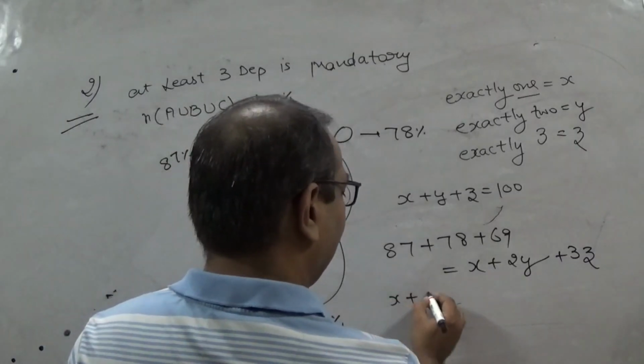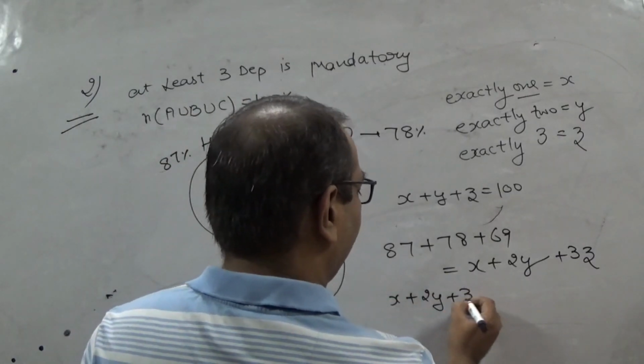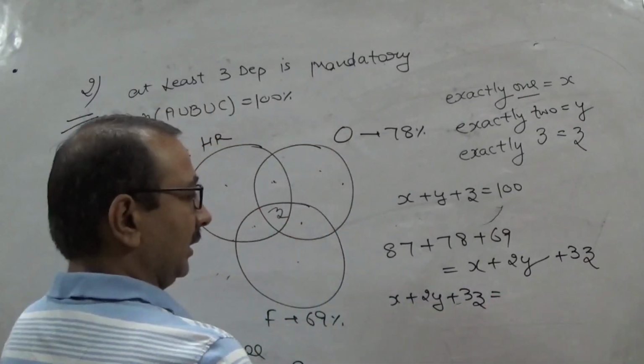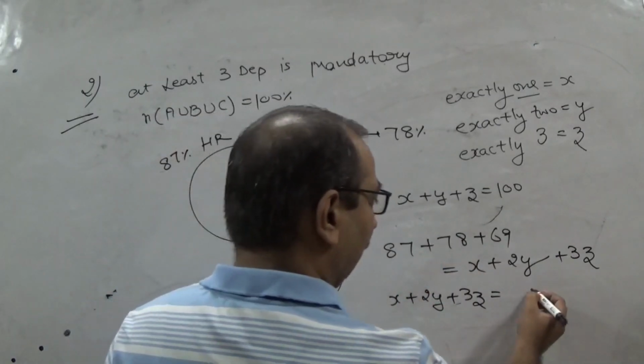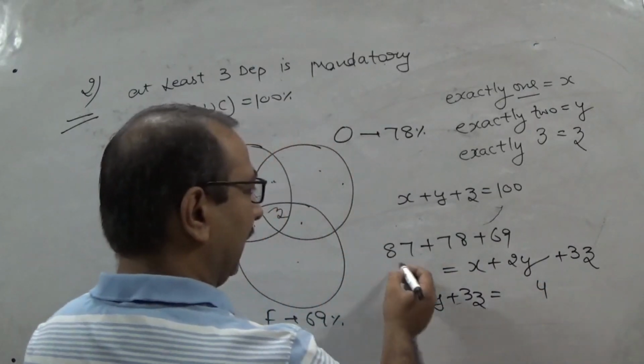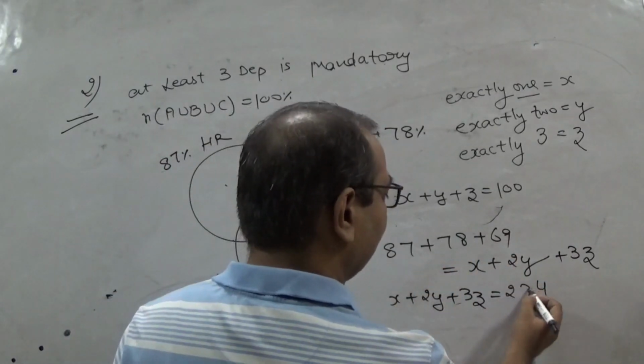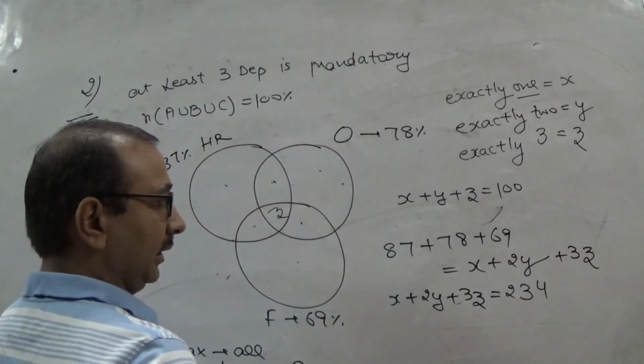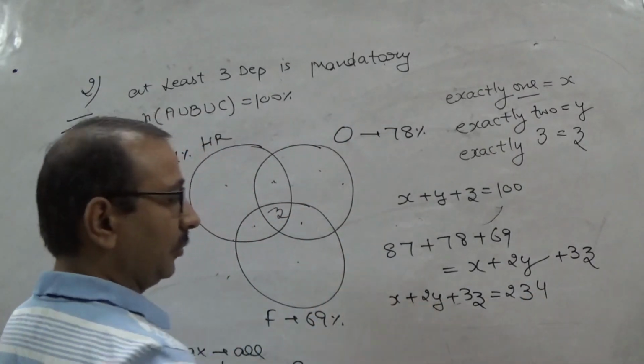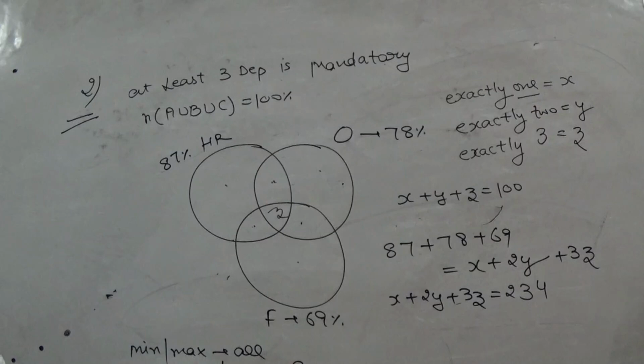So here I can say x plus 2y plus 3z equals, adding up, 234, right? And since I have got my value to be x plus 2y plus 3z equal to 234, my question is I have to comment about z, okay?